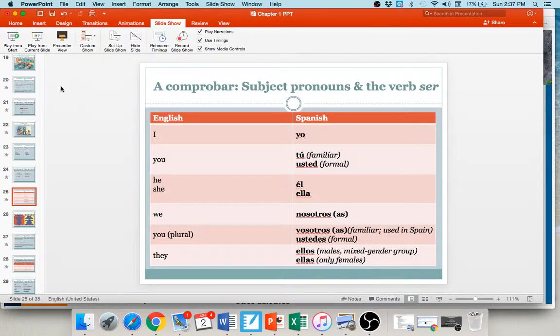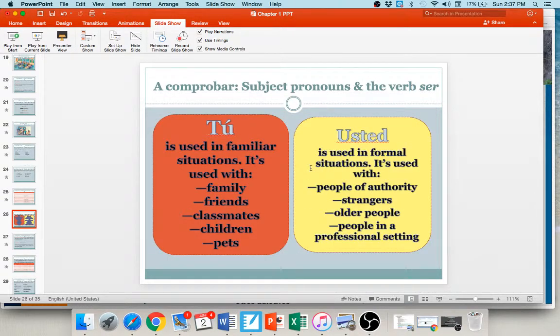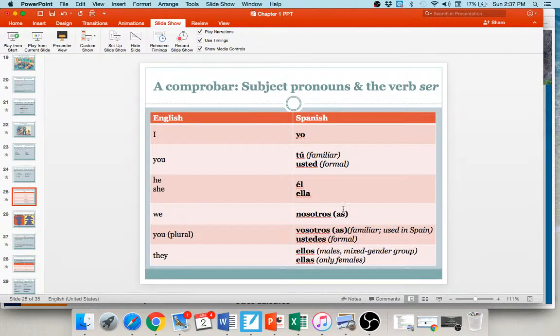We've already talked about your subjects, but I feel like this is worth reiterating just a little bit. So yo means I. There's two ways to say you. Tú, the informal way, and usted, the formal way. We have he and she, él and ella. You know that ella is feminine because it ends in an A. Nosotros, we, masculine. Nosotras, we, feminine. Vosotros in Spain, you all.